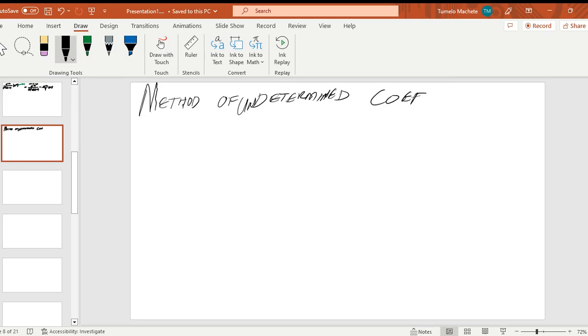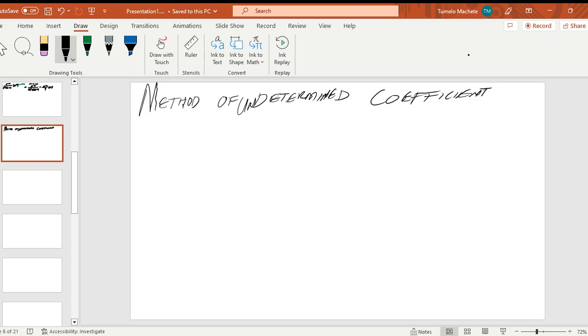Today's topic is the method of undetermined coefficients. This method is the same method we're going to use to solve the operators. For now we're going to use the method of undetermined coefficients. Then there's another method that we're going to use later on, which is the operator method. The first method, the method of undetermined coefficients, is quite simple.